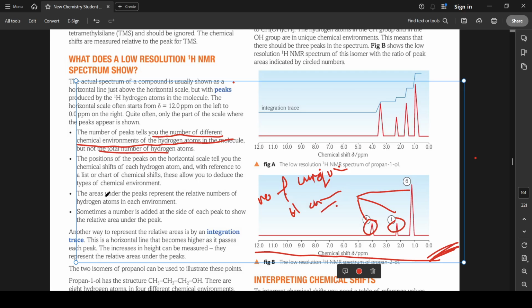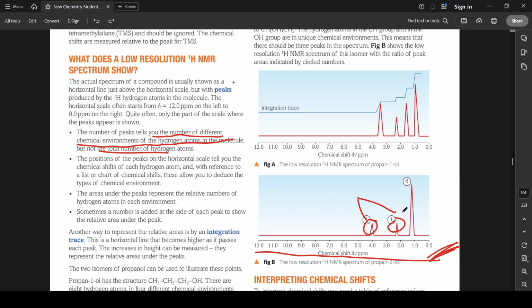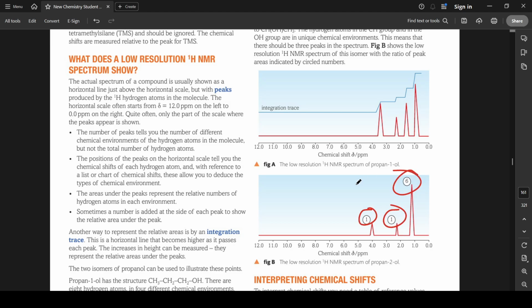And another thing is that the area under the peak represents the relative number of hydrogen atoms in each environment. Basically, the circular thing that you see down here represents the area under the peak, or in other words, the number of hydrogen atoms present in each respective environment. Okay, so that is what matters basically.